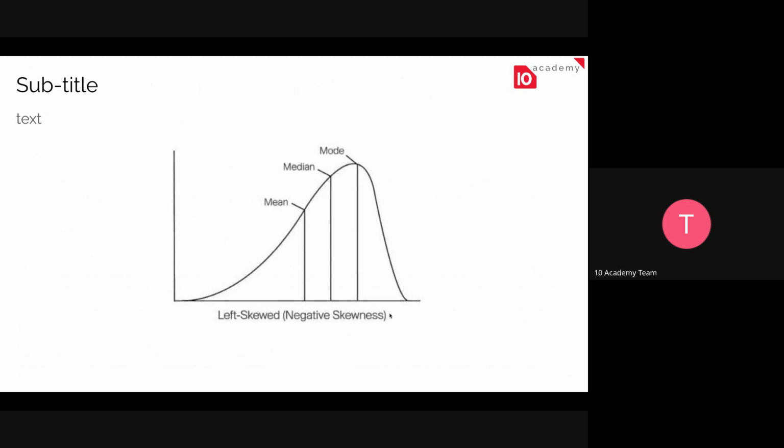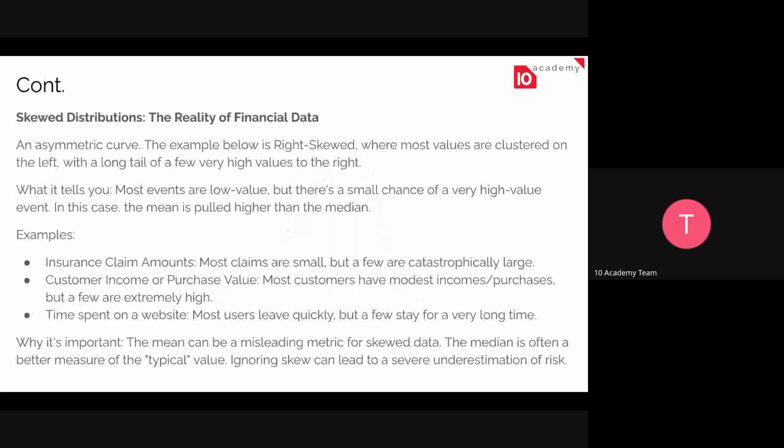So here it's actually going to be, yeah, but you will get, I think, the idea of how it changes. Sorry about that. And it tells us that most events are low valued, but there is a small chance of very high value events. So in this case, the mean is pulled higher than the median.